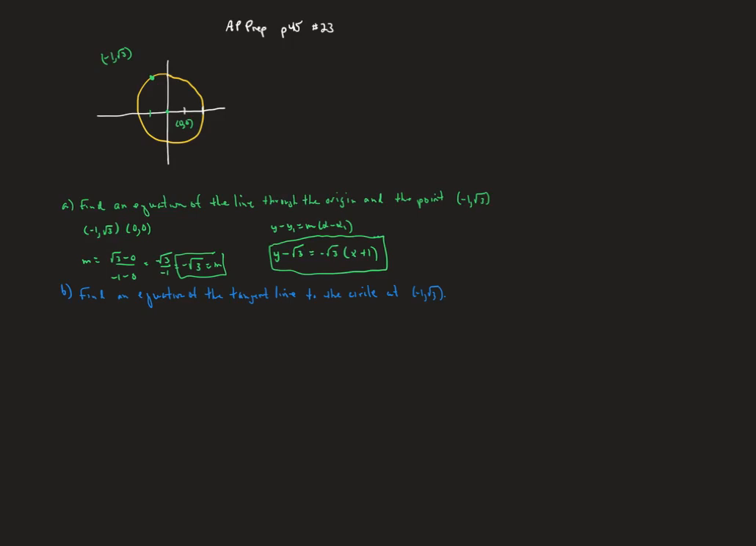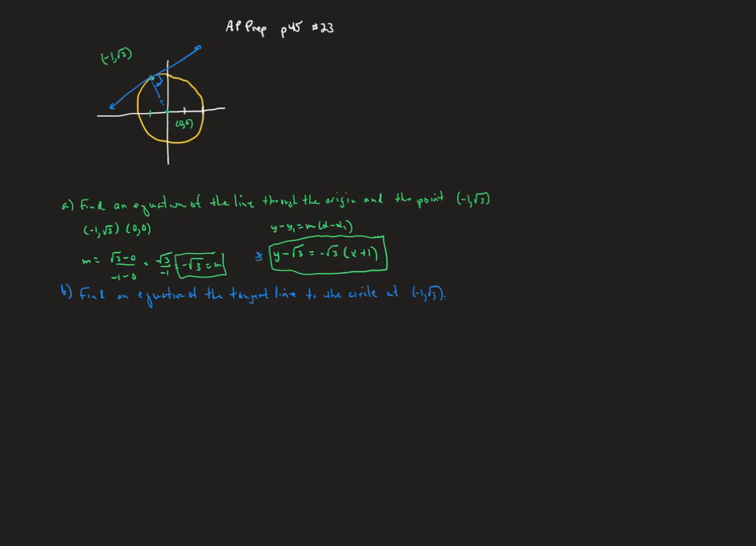Now part B asks us to find an equation of the tangent line to the circle. A tangent line to the circle is going to look like this blue line up here. From your geometry days, you know that a radius drawn to a tangent line is perpendicular. So really what we're doing is trying to find a line perpendicular to the line we just found over here.